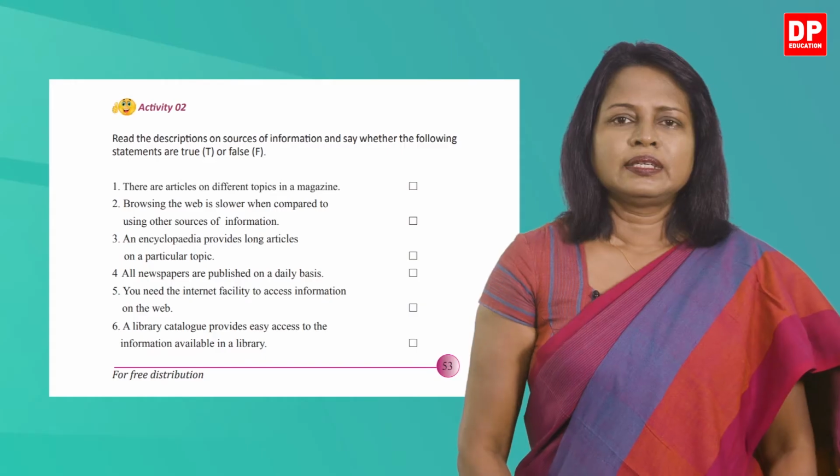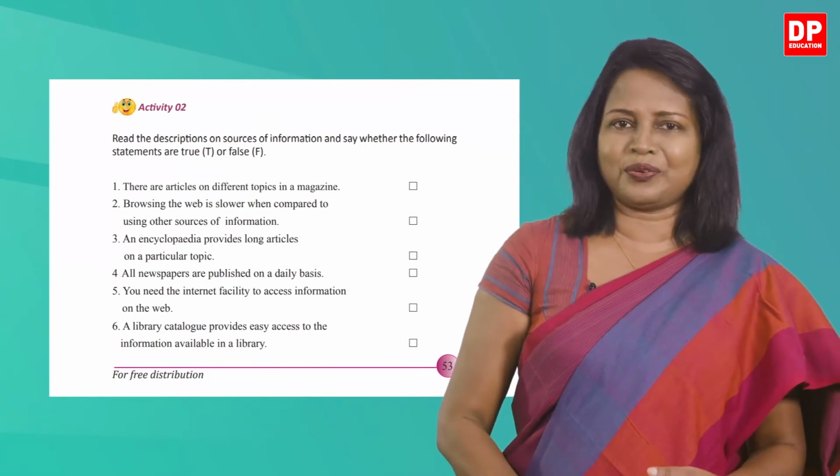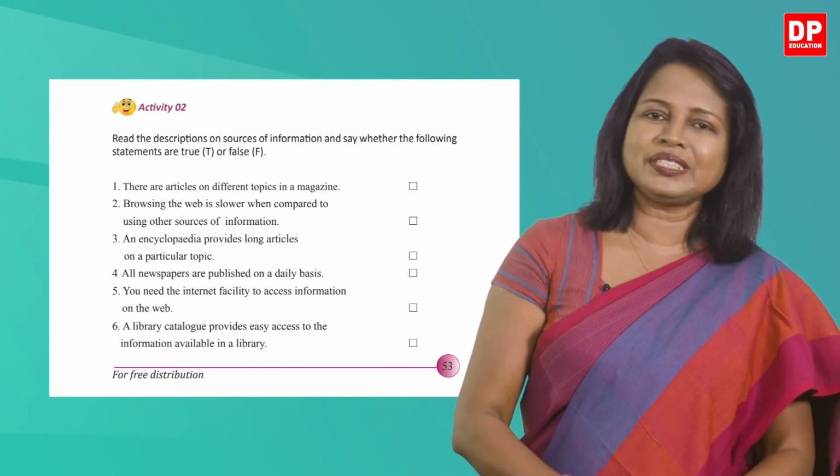Let's do another activity. This is activity 2 on page 53 of your textbook. Here you have to read the 6 descriptions on different sources of information once again and say whether the given statements are true or false. Here you are practicing how to read and extract specific information from a text. These are the statements. You can pause the video and do the activity now. You can go back and read the 6 descriptions or use your textbook.